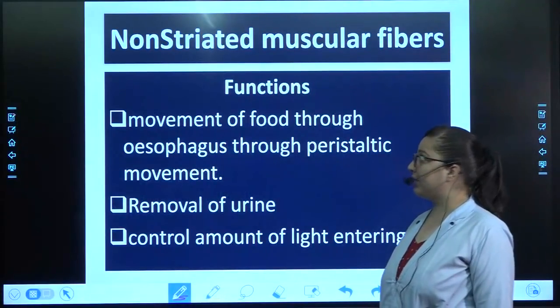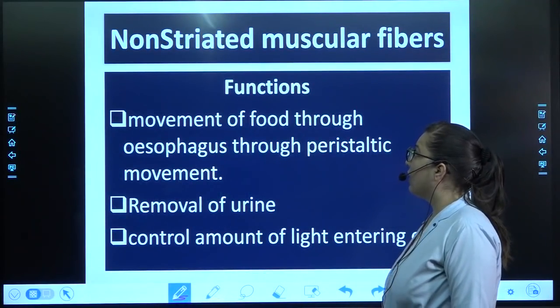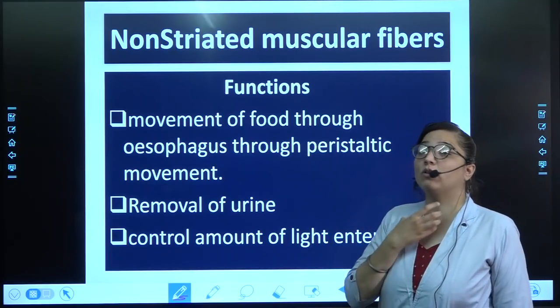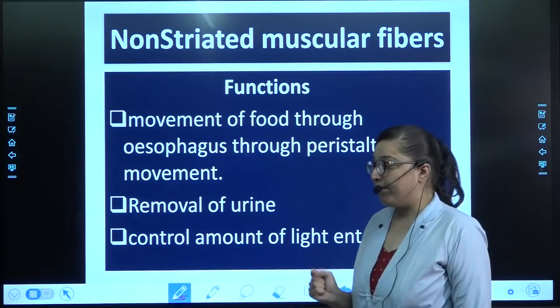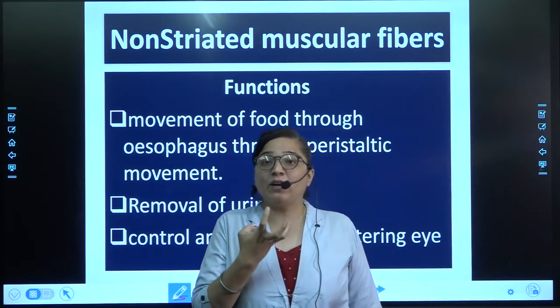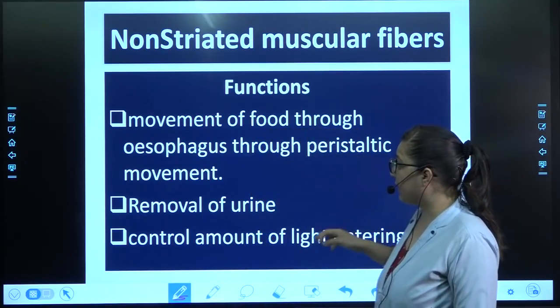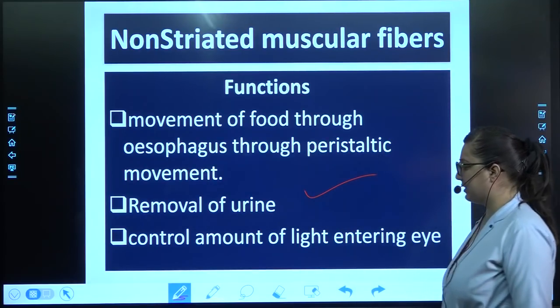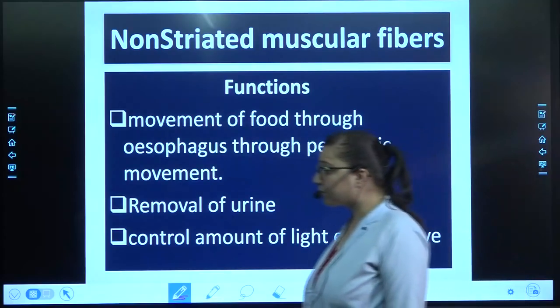Then non-striated muscular fibers. What is its function? In the movement of food through the esophagus, the peristaltic movement. Peristaltic movement was opening and closing. Then in the removal of urine and controlling the amount of light that is entering the eye.